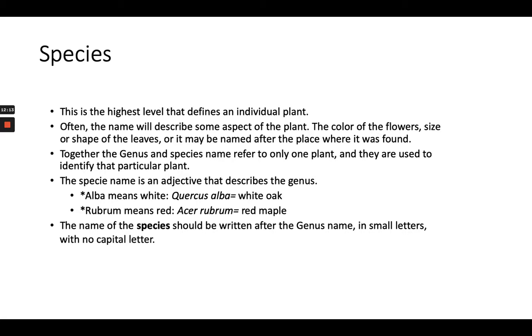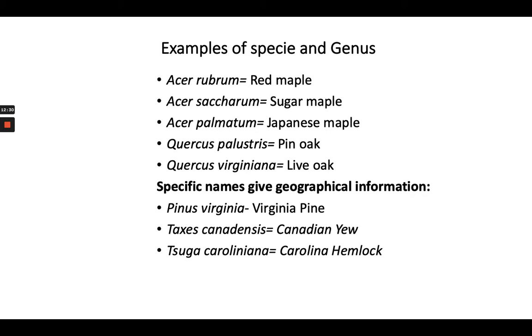The species name is written as an adjective, so it's going to be describing the genus. Alba means white, so Quercus alba means white oak. Or rubrum means red, so Acer rubrum would mean red maple. The name of the species should be written after the genus name in small letters with no capital letter. And here's a couple examples of different types of genus and species together.